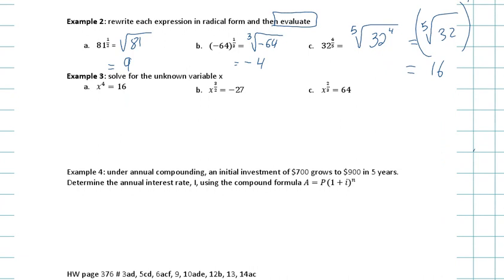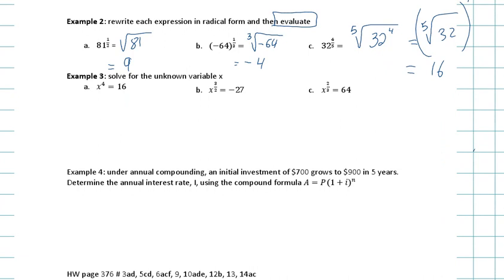Okay, now I want everyone's attention on the board. The next question is to solve for the unknown variable x. So you have x to the power of 4 equals 16. The question is asking what value of x, when you put it to the power of 4, gives you 16? How would you solve for that? Isolate. But what to the power of 4 gives you 16? 2. And how did you know that?